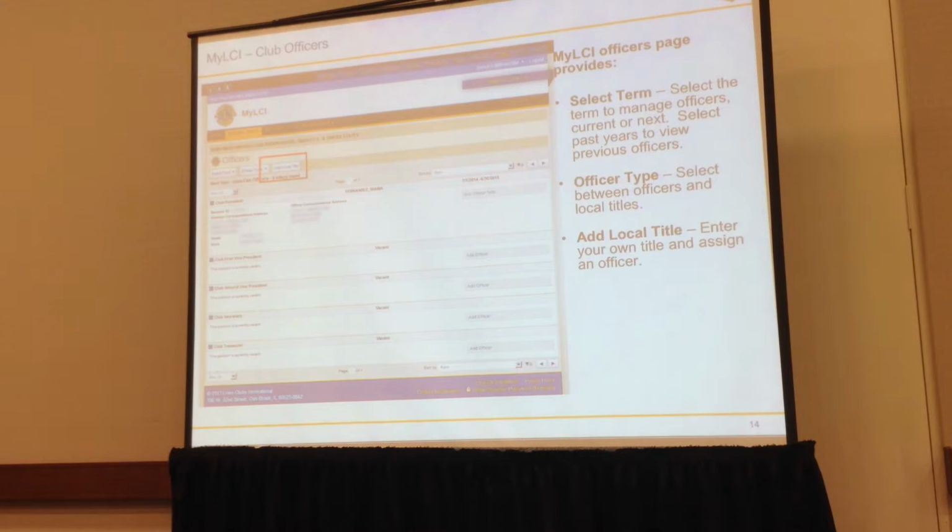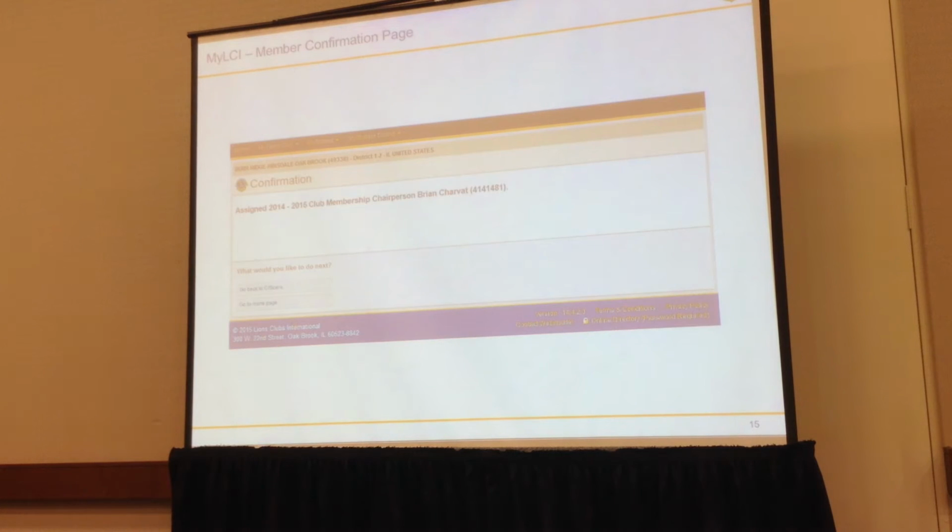We have the Add Local Title button, which will allow you to assign local titles to your club and assign officers. We have the Add Officer button, which will allow you to add a member to that officer title. And we have the End Officer Term button, which will remove that member from that officer title. Just like with the membership page, you want to make sure you receive a confirmation page after removing or assigning an officer.